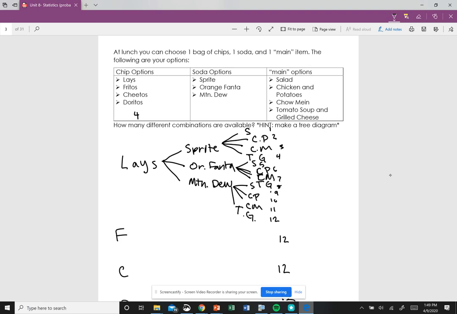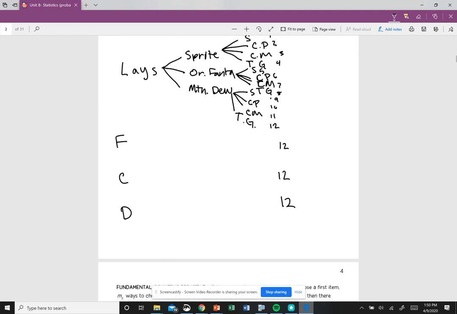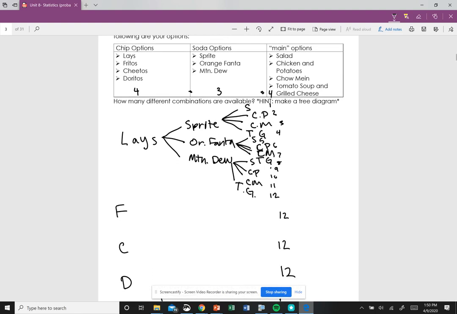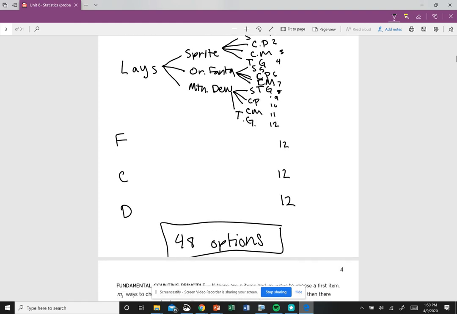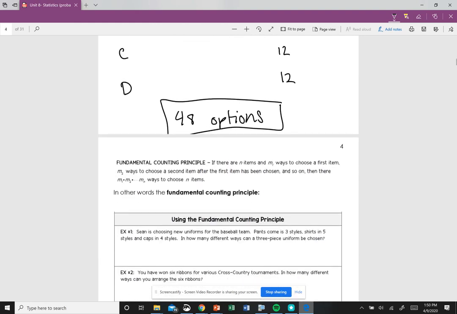There are 4 options here. For every 4 options here, there are 3 options here. So I could do 4 times 3, which gives me 12. Then for the last ones, I have an extra 4 options for each of those 3 options. So I do 4 times 3 times 4, and I get 48 options. Isn't that crazy? From 4 options of chips, 3 options of soda, and 4 main options, you have 48 options for lunch. Some will taste better than others, but you have 48 options.